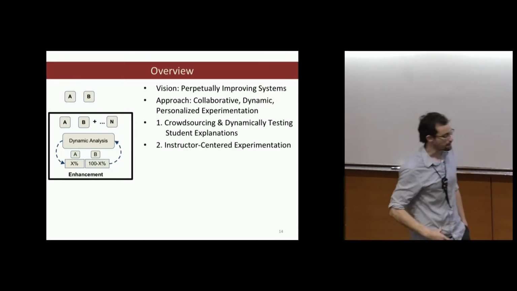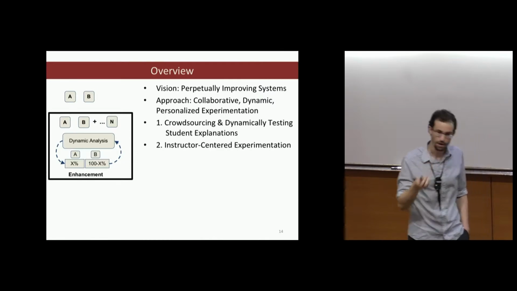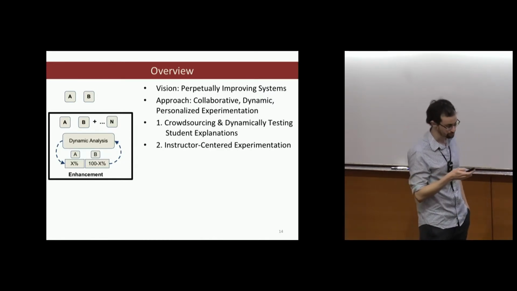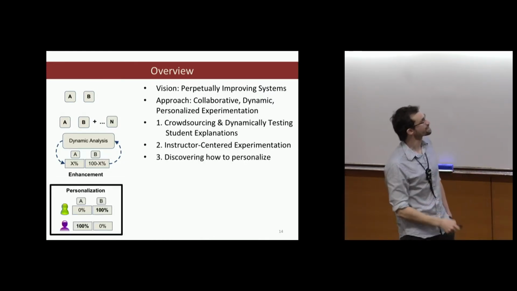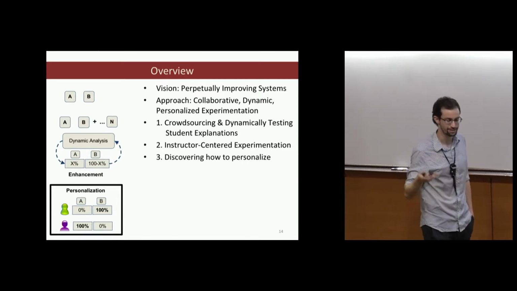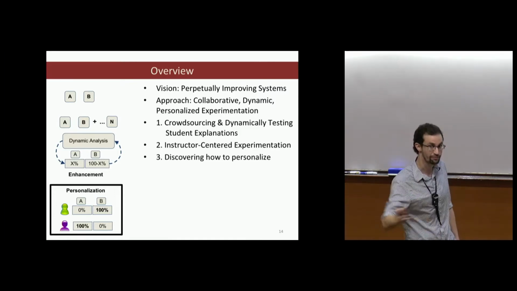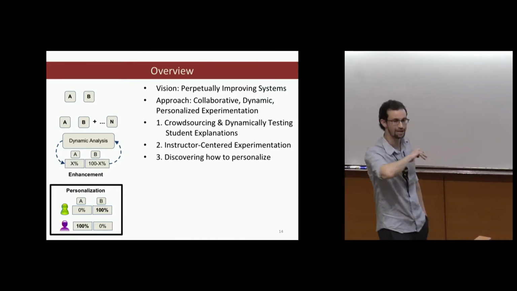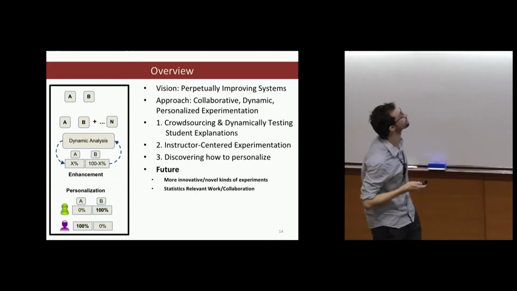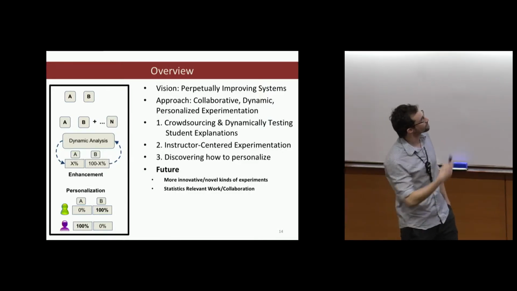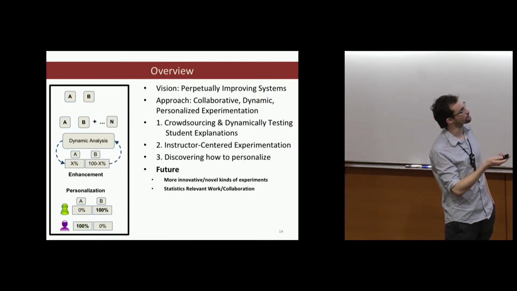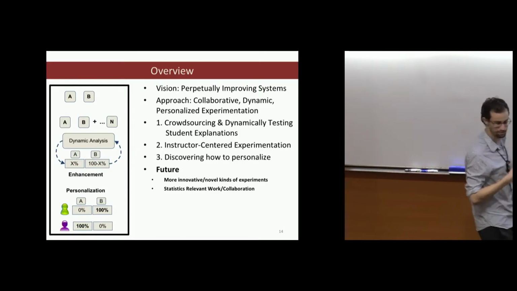The second is a Kai paper on how we make experimentation more instructor-centered. And the third is just an example of the kinds of studies we want to run to discover how to personalize. These are more illustrative than anything else of what we want to do in the future. We basically want to take everything we did here and do it in a much better way in the field. And in terms of the future, as I mentioned, I want to do more innovative kinds of experiments and think about what statistics relevant work there is.